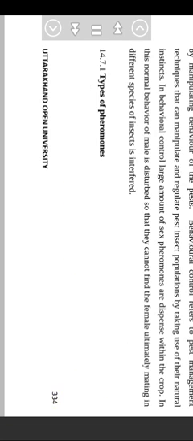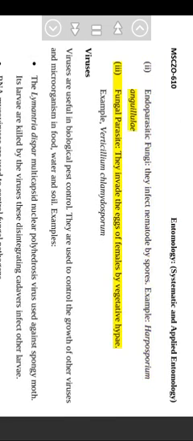Endoparasitic fungi. They infect nematodes by spores. Example: Harposporium anguillulae. Fungal parasites invade the eggs of females by vegetative hyphae. Example: Verticillium chlamydosporium. Viruses. Viruses are useful in biological pest control.